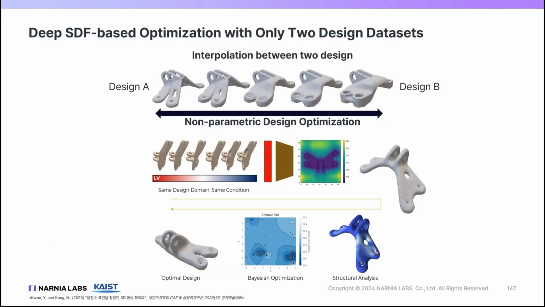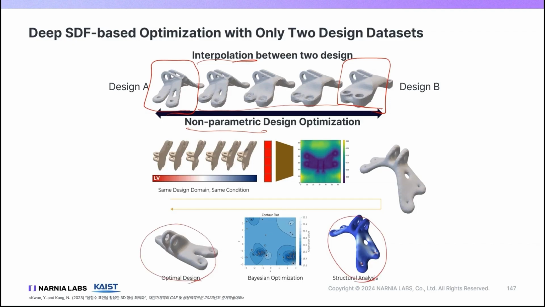For example, it's not always necessary to have a predictive AI model. If I have design option A and design option B, I can simply interpolate between the two to create a variety of designs. After enabling the generation of even non-parametric designs, I connect this to the CAE solver. You can generate and check the results in real time to create an optimized design.